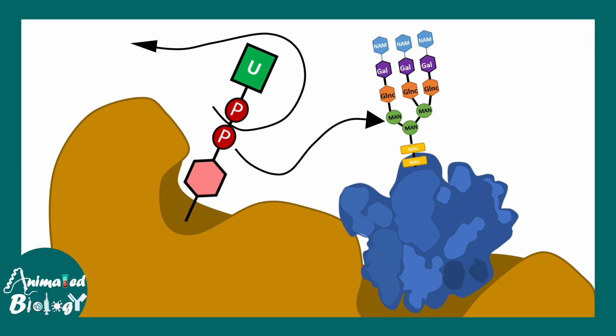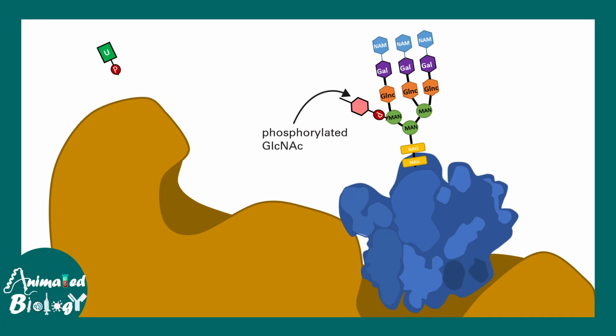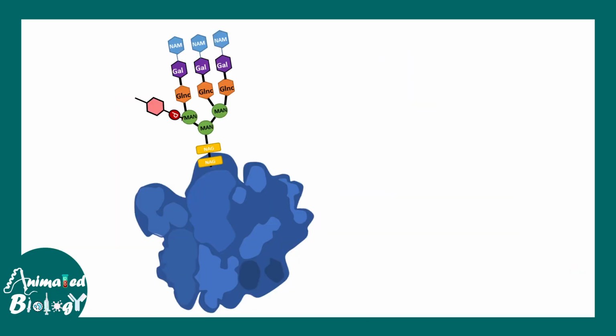Here there are two different sites: UDP-N-acetylglucosamine binds to one pocket, and any nascent lysosomal protein binds to another pocket. Note that this protein is already N-linked glycosylated. Now the UDP goes away, and N-acetylglucosamine phosphate is attached to the mannose residue. Eventually, this is a phosphorylated N-acetylglucosamine residue.